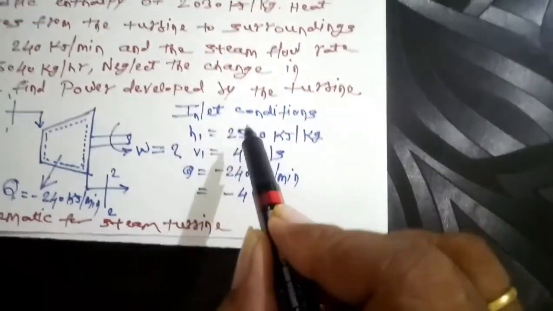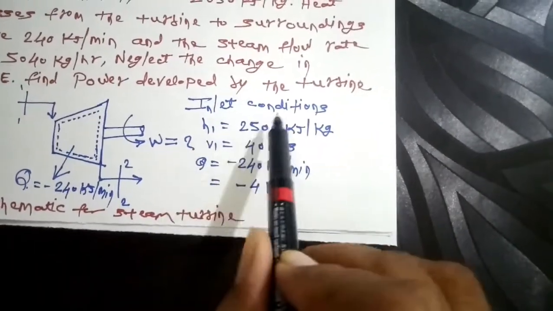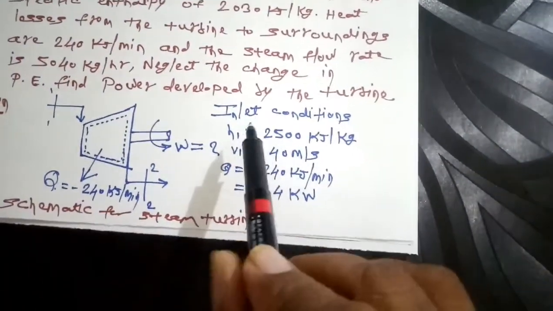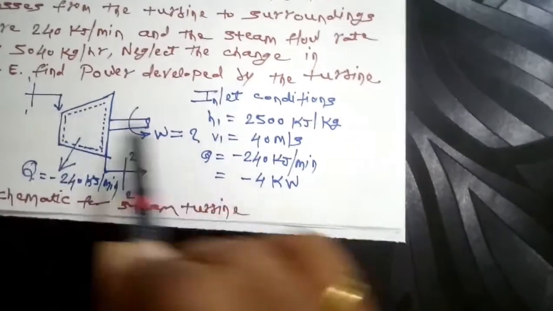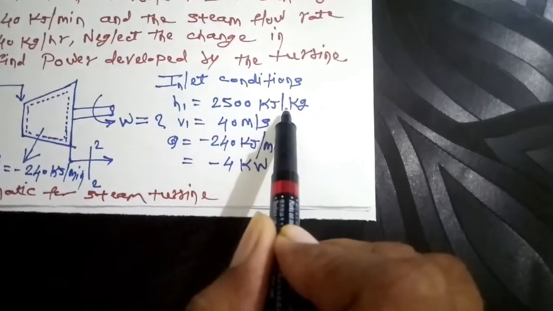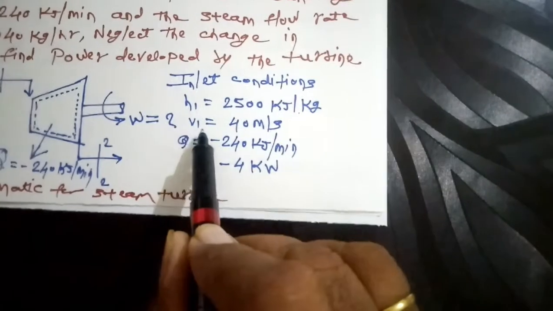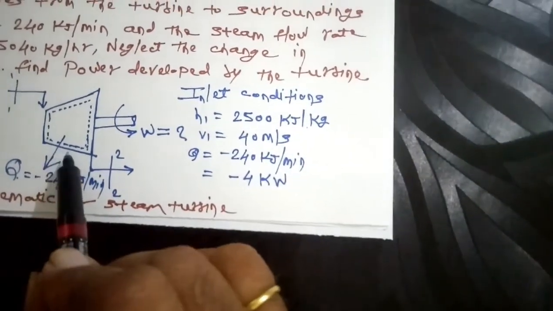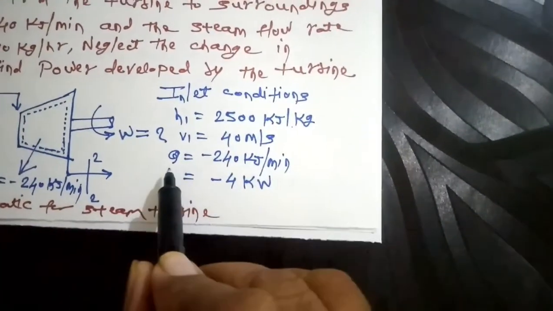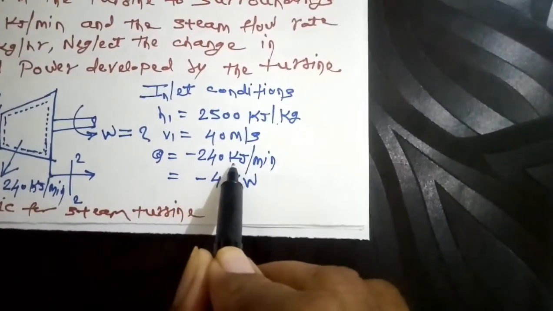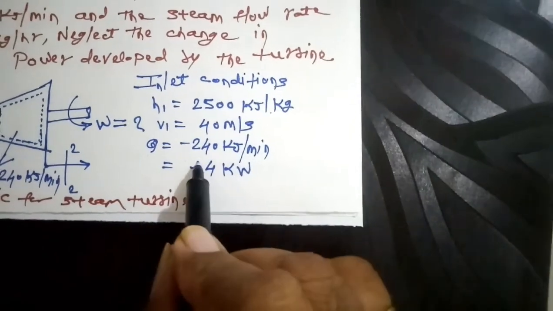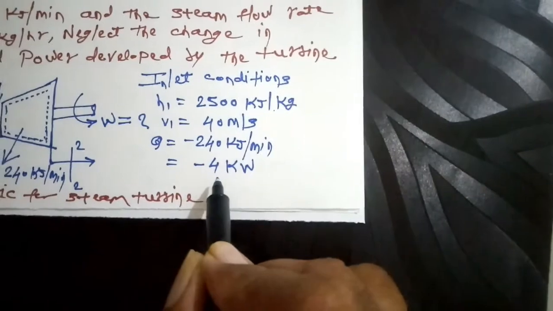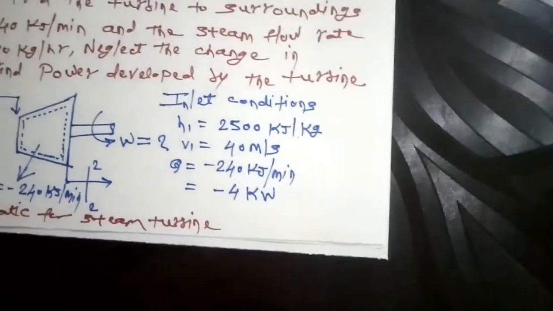All the inlet conditions are mentioned in the problem. Inlet conditions, this is the inlet and this is the outlet. Inlet conditions: H1, that is enthalpy at inlet, 2500 kilojoule per kg, velocity V1 40 meter per second, heat losses through the steam turbine Q is equal to minus 240 kilojoule per minute. We have converted it into kilowatt, so just divide by 60, we will get Q equal to minus 4 kilowatt.